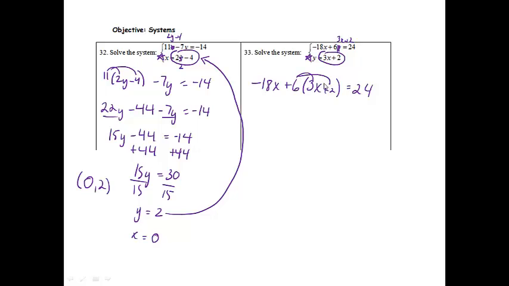Okay, I'm going to distribute next, so I'll get negative 18x plus 18x plus 12 equals 24. Negative 18x plus 18x just cancel each other out, so I just get 12 equals 24. That is not a true statement. 12 does not equal 24, so this is no solution.